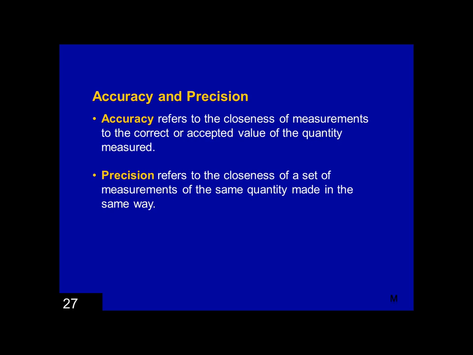Precision, however, refers to the closeness of a set of measurements of the same quantity made in the same way. So precision refers to if you took those measurements multiple times and they were close to each other, or how close they are to each other would determine how precise you were. It has nothing to do with what the accepted value is. It has to do with how close measurements are to each other.